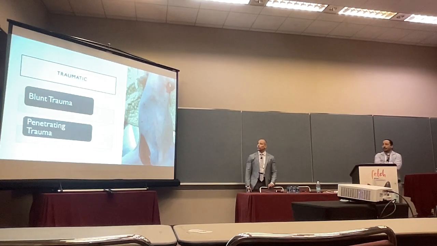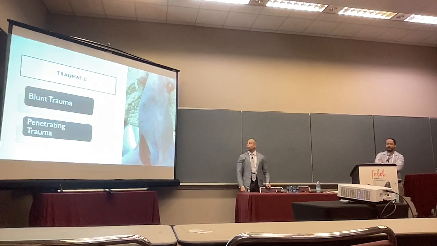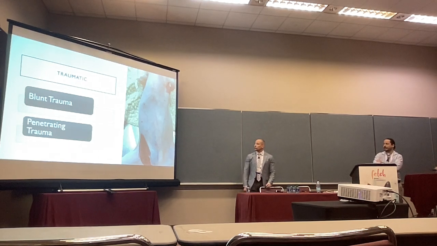If you look at traumatic, there are really two types. There's blunt trauma, and then, in this nice example here, penetrating trauma, where you can see this one was a hemoperitoneum. Those are going to be the two main presentations for the non-spontaneous ones that we see.